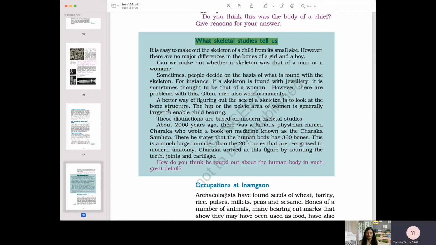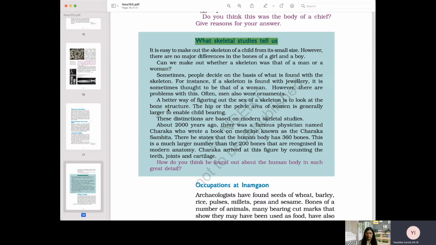Sometimes people decide on the basis of what is found with the skeleton. For instance, if a skeleton is found with jewelry, it is sometimes thought to be that of a woman. However, there are problems with this. Often men also wore ornaments. A better way of figuring out the sex of a skeleton is to look at the bone structure. The hip or the pelvic area of women is generally larger to enable childbearing. These distinctions are based on modern skeletal studies.